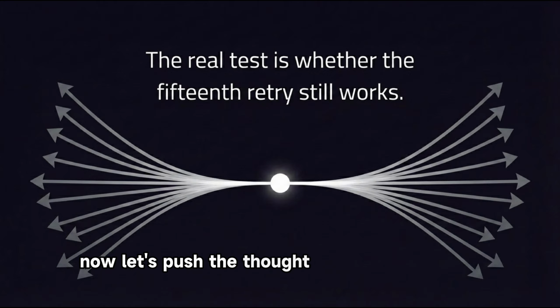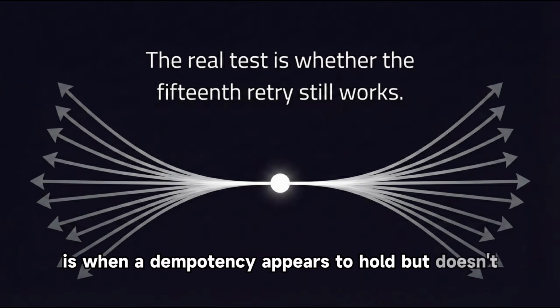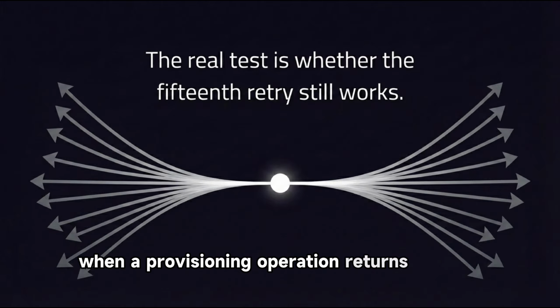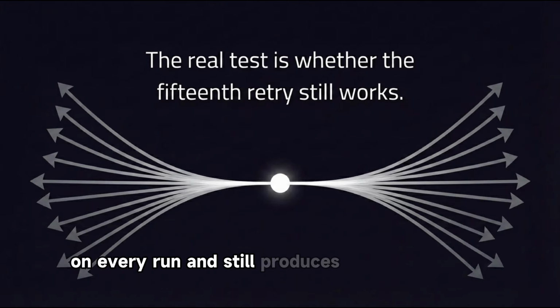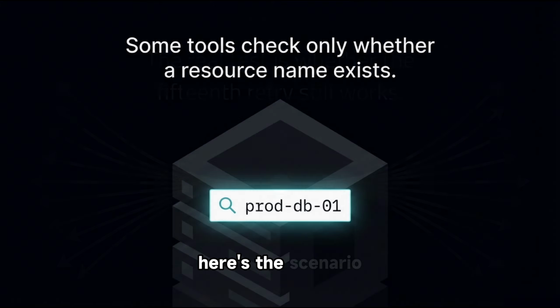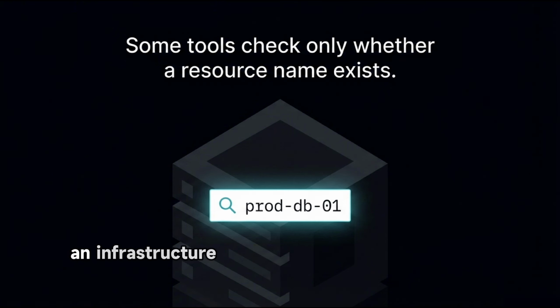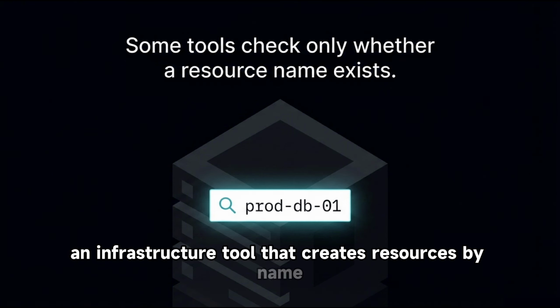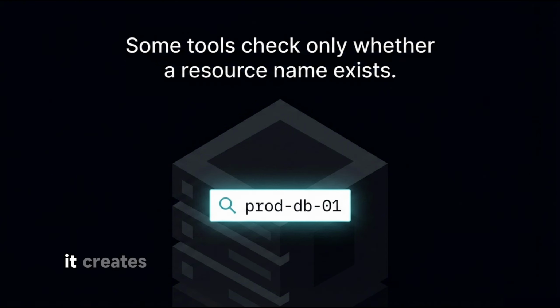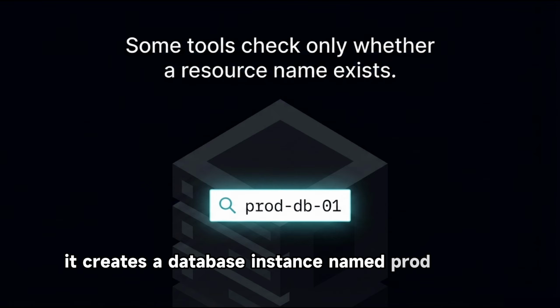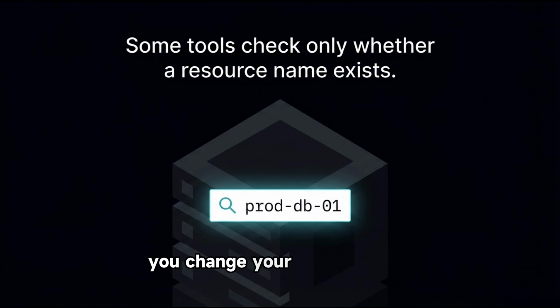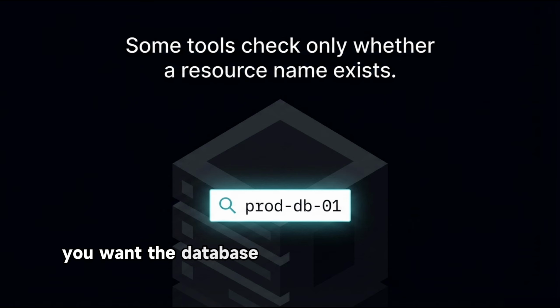Now let's push the thought experiment further, because the script failure is a simple case. The more interesting case is when idempotency appears to hold but doesn't, when a provisioning operation returns success on every run and still produces the wrong result. Here's the scenario. You use an infrastructure tool that creates resources by name. On the first run, it creates a database instance named prod-db. You change your configuration. You want the database to use a different instance class and run it again.